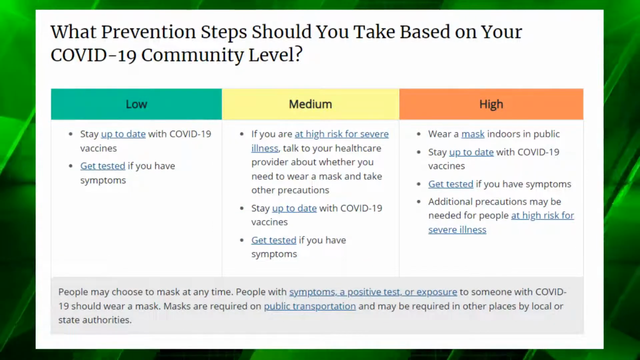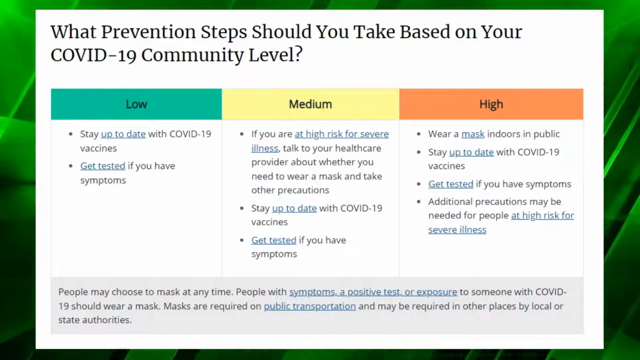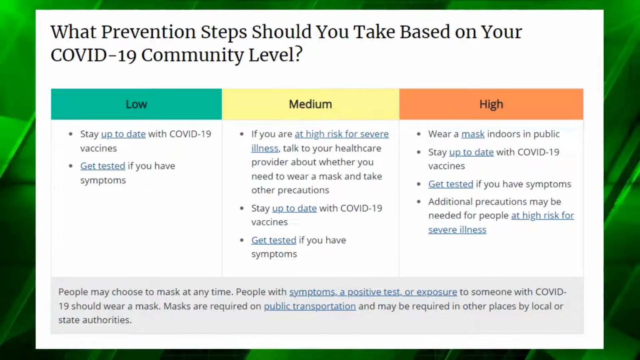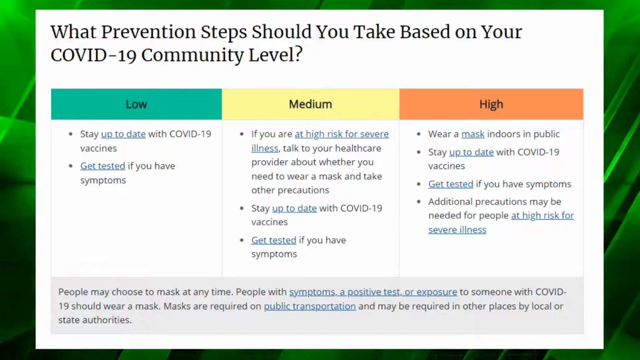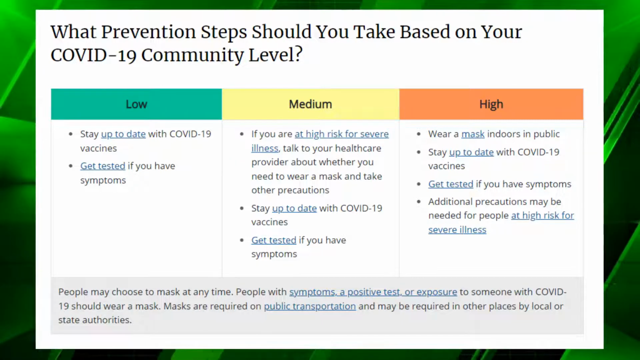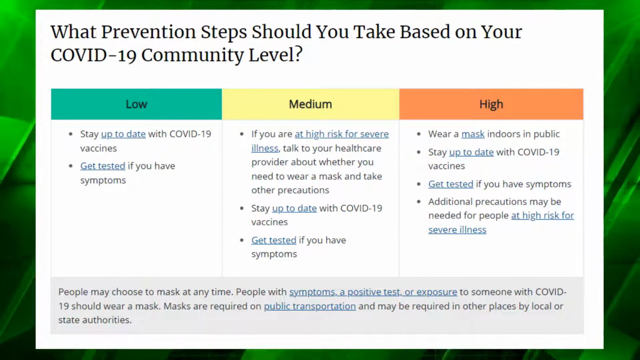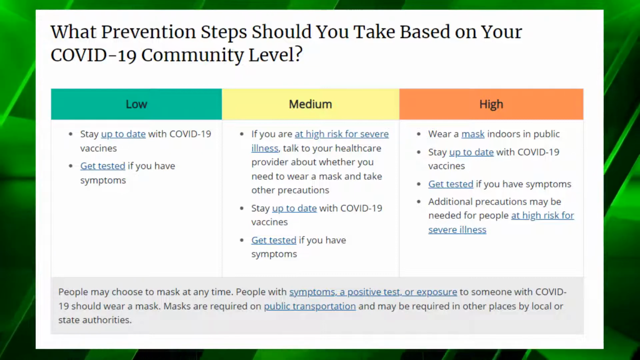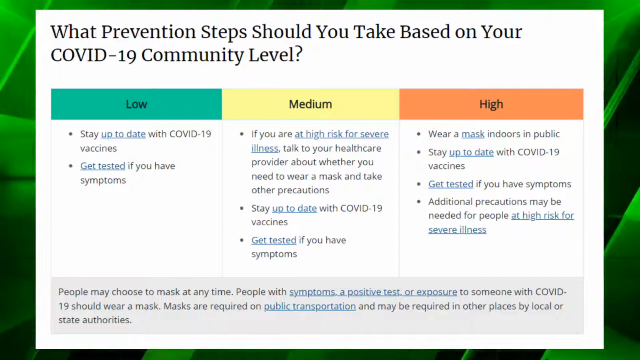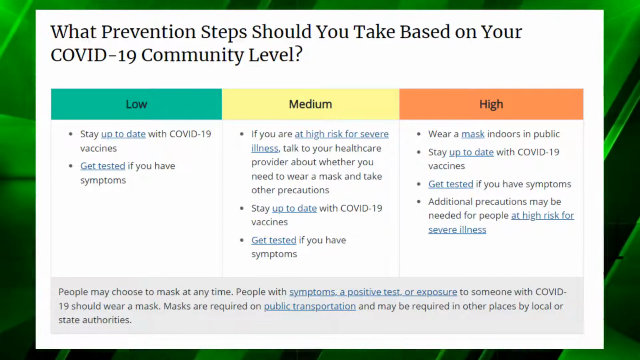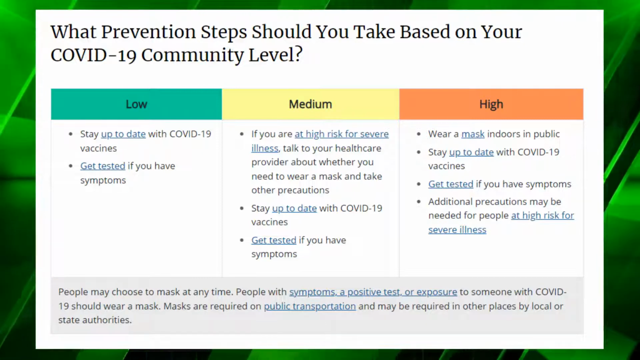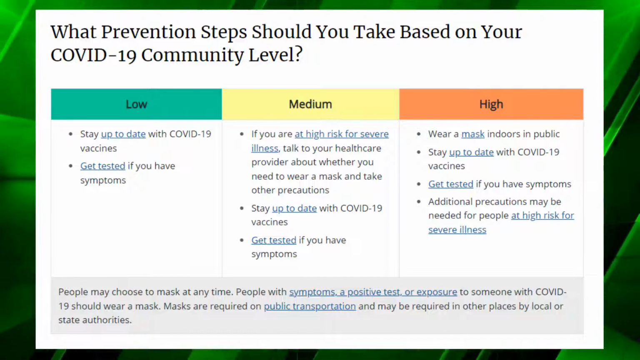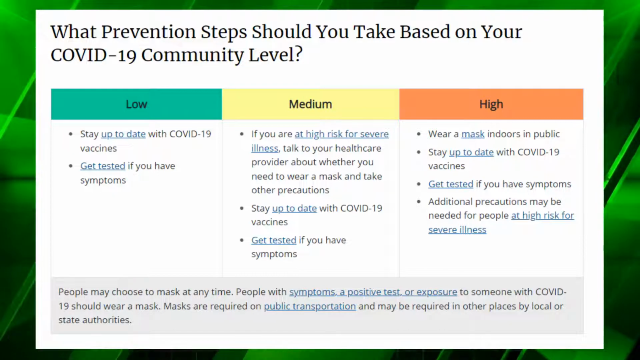So up to date with your vaccines means that if you received an mRNA dose of Moderna or Pfizer, first and second is considered your primary dose, and we recommend if you are beyond 5 months that you get that booster dose. It's the booster that's going to give you that increased protection as we continue to see the virus kind of spread around the world and our community.